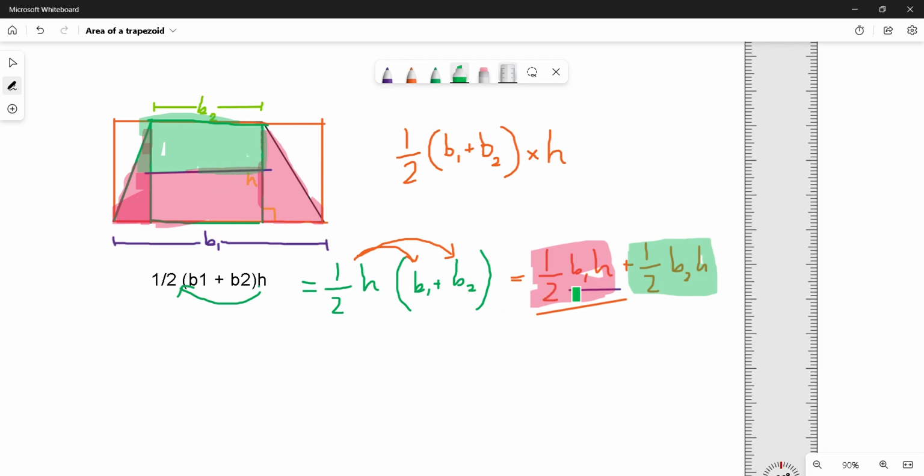And 1 by 2 base 1 into height represents this red area. And now we have finally proved how the area of a trapezoid is equal to half of base 1 plus base 2 multiplied by the height of a trapezoid. I hope you understood. In the next video, we will try to prove it a bit more mathematically.